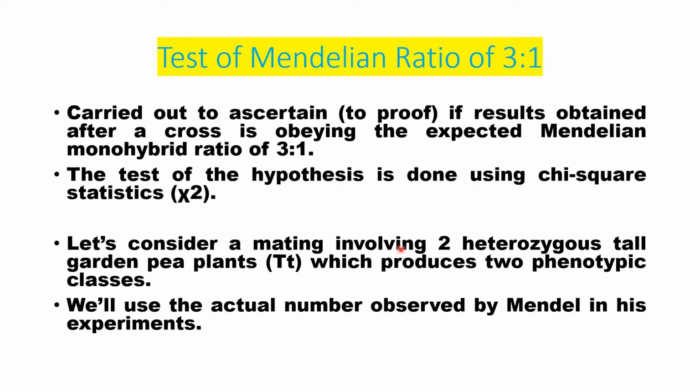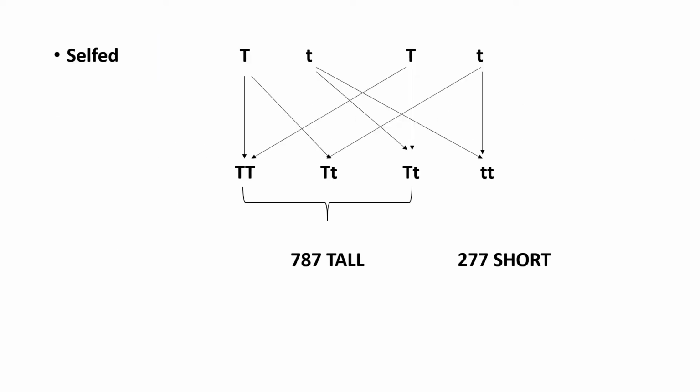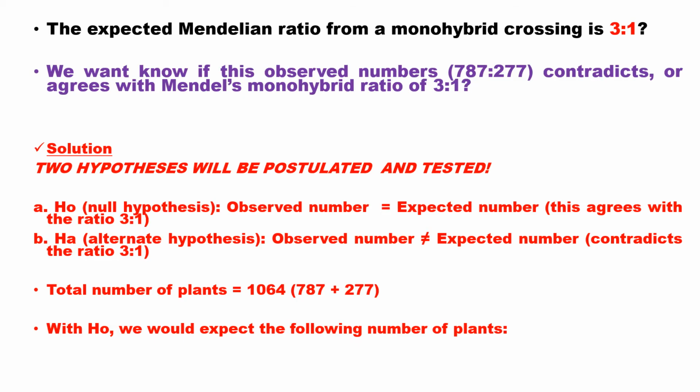So let's consider a mating involving 2 heterozygous tall garden pea plants which produces two phenotypic classes. We will actually use the number observed by Mendel in his original experiment. So from that experiment, two heterozygous plants, when crossed, will give us this phenotypic ratio. We have tall versus short. And in his experiment, he observed 782 tall plants in the F2 generation and then 277 short plants.